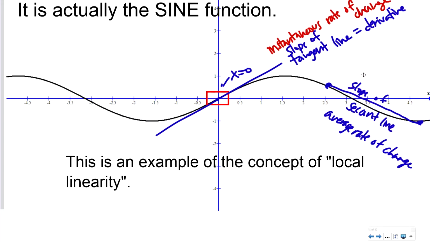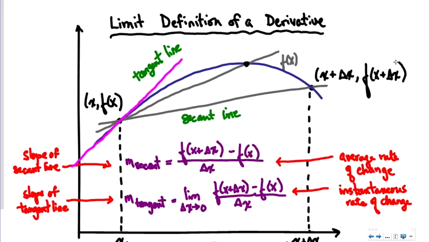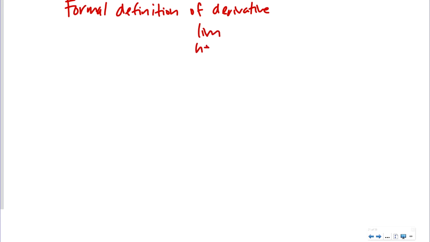And this was the slope of a line that we talked about before you came to calculus. So what is the definition of a derivative? There's a formal definition of a derivative, and you can see that in your notes. You're going to memorize this. That formal definition of derivative is the limit as h goes to 0 of f of x plus h minus f of x over h. That's the formal definition of a derivative.